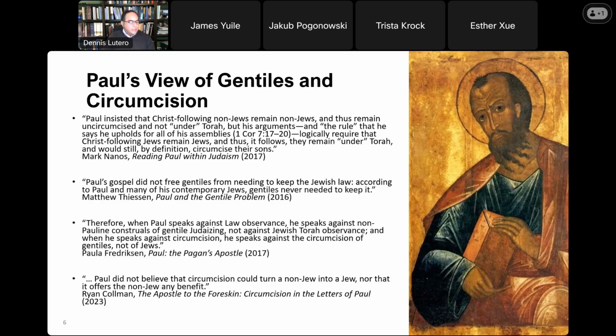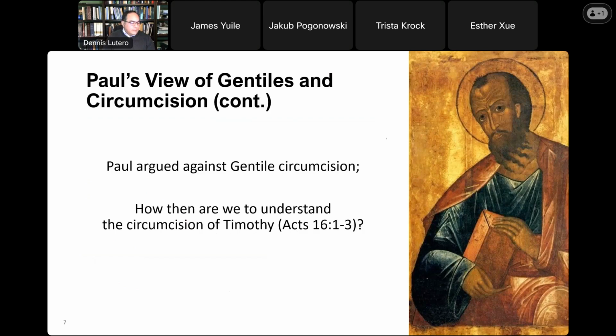As we begin to consider the Apostle Paul's stance on Gentile circumcision, it is noteworthy that each of the scholars listed here affirms that the views of Gentile circumcision within the Jewish/Israelite covenant community are many and varied. So, what did Paul believe and practice? That Gentiles should not be circumcised, because the rite did not have the power to turn Gentiles into Jews. Since then, Paul argued against Gentile circumcision.